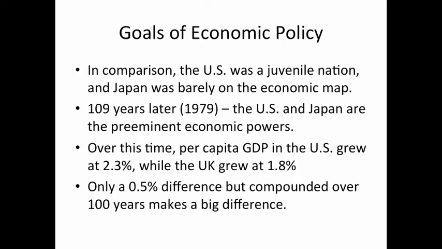And over that 100-year or so time period, the difference in growth rate was very small, only about 0.5%. Over that 100 years, the US grew at about 2.3% in terms of per capita GDP, while the UK grew at 1.8%, so only a 0.5% difference. But you take that 0.5% difference and you compound it over 100 years, it makes a significant difference in terms of economic output.